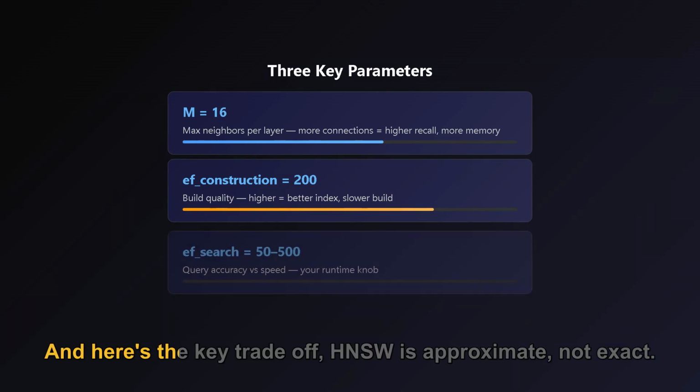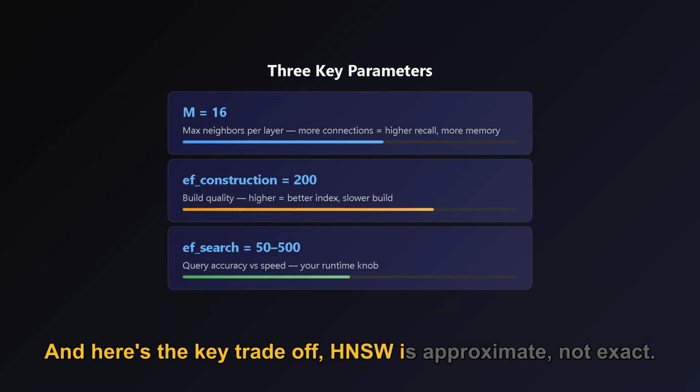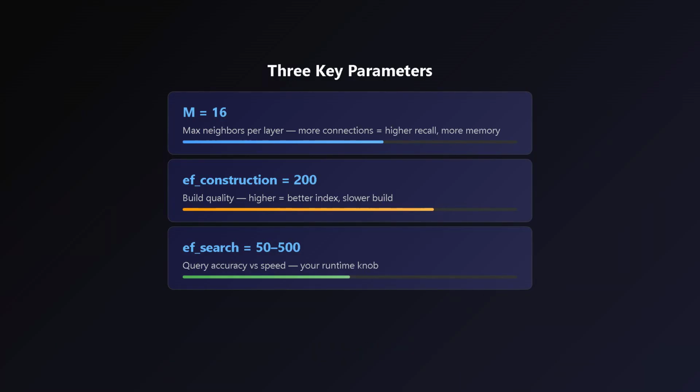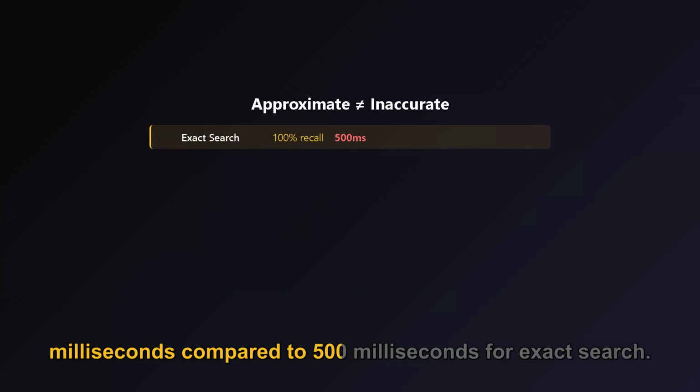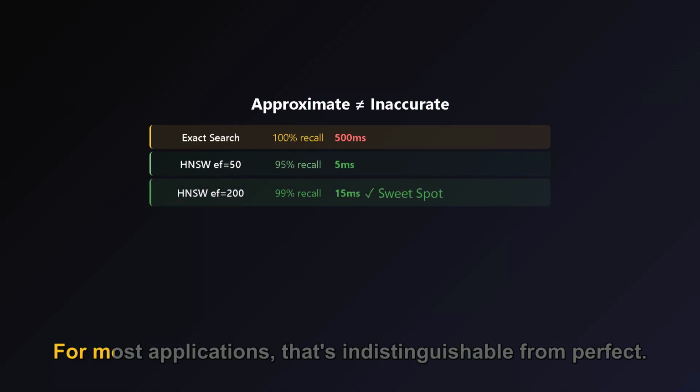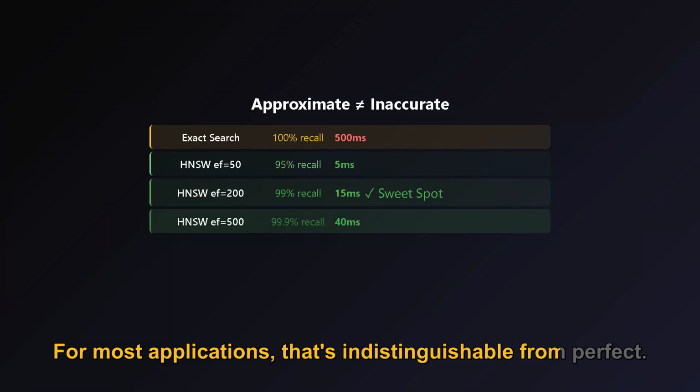And here's the key trade-off. HNSW is approximate, not exact. But look at these numbers. With efSearch at 200, you get 99% recall at just 15 milliseconds, compared to 500 milliseconds for exact search. For most applications, that's indistinguishable from perfect.